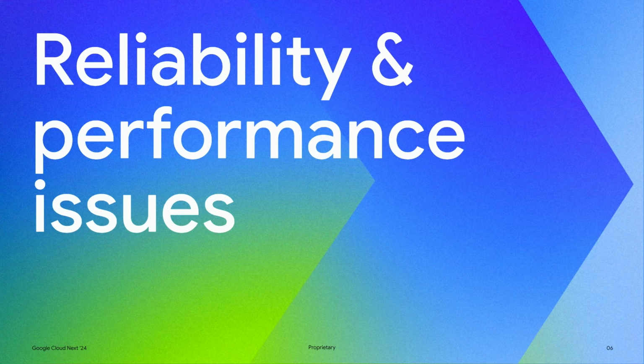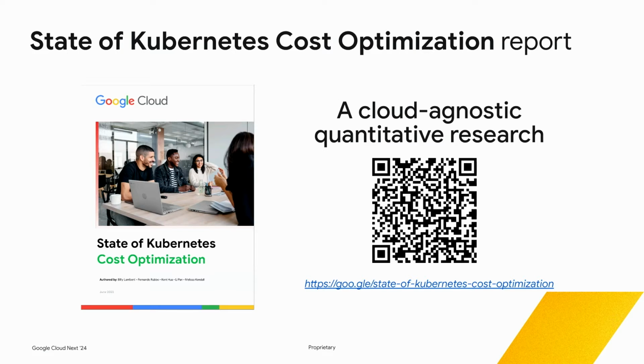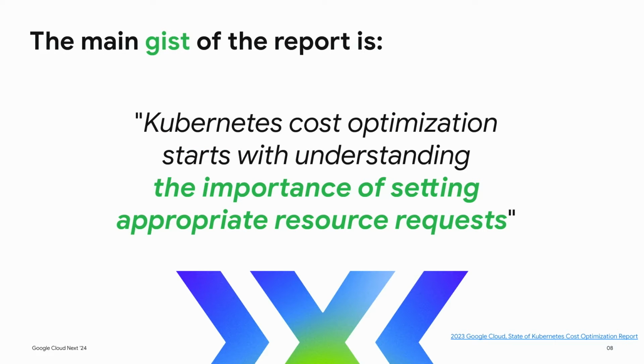So when we talk about reliability and performance issues, last summer we had released a white paper, the State of Kubernetes Cost Optimization Report, which covered a series of signals that organizations can evaluate to track and engage their optimization progress. But one key thing we did find as part of this report was that all of Kubernetes cost optimization, from what we actually analyzed through the report, based on varying types of clusters and the ratios between them, was really understanding the importance of setting Kubernetes resource requests.